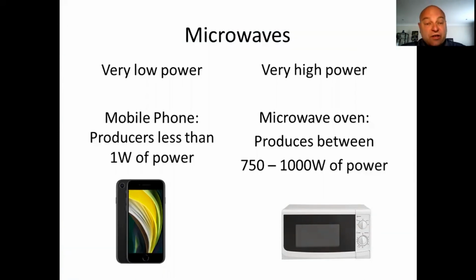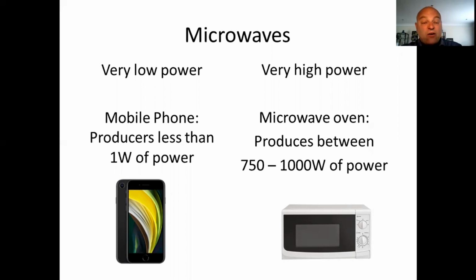So there are 2 things that use microwaves, albeit they're not at the same frequency. You've got a mobile phone, which is a very, very low powered device. A typical mobile phone these days will produce less than 1 watt worth of power. Very, very low power compared to a very high power microwave oven, which is sort of 750 to 1,000 times more energy produced by it.